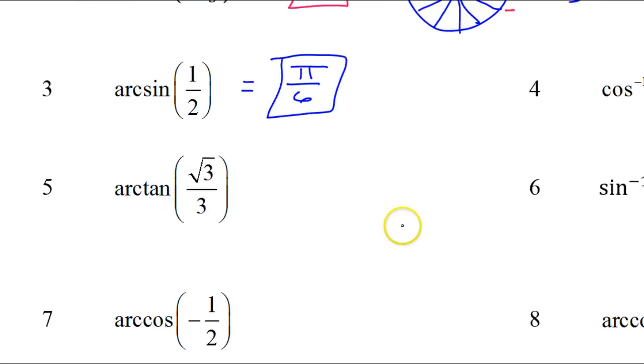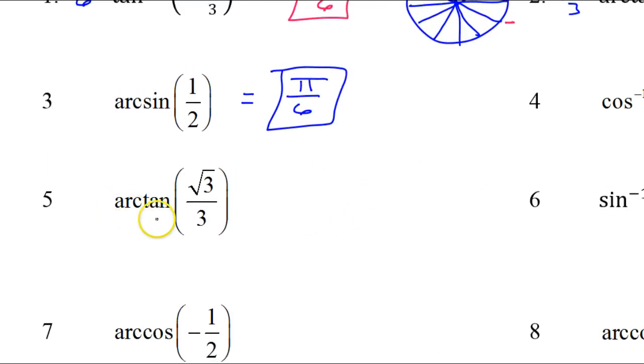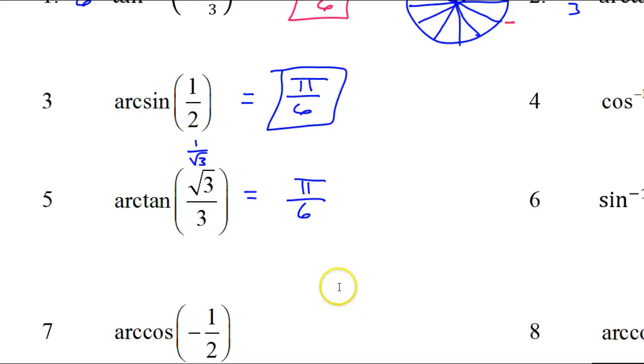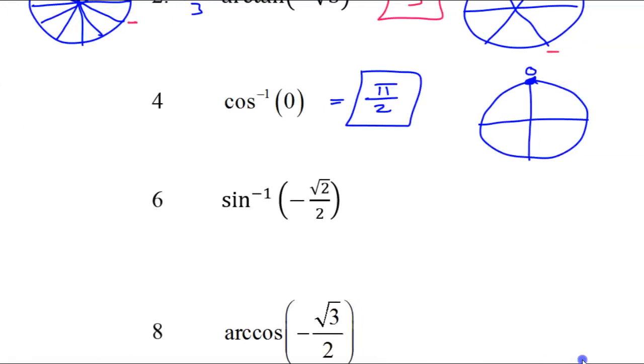All right, number 5. Arctangent is the same as inverse tangent. This is just an angle. It's the angle whose tangent is radical 3 over 3. Now this is the same thing as 1 over radical 3. And we have memorized that this is pi over 6, because the tangent of pi over 6 is radical 3 over 3. All right, that's it. That one was straightforward.